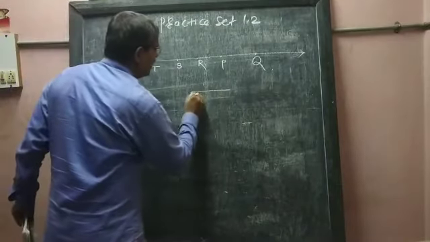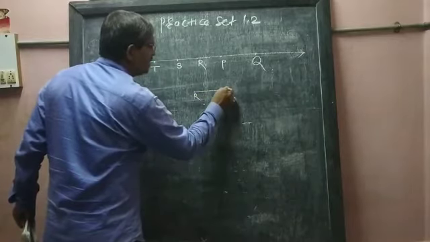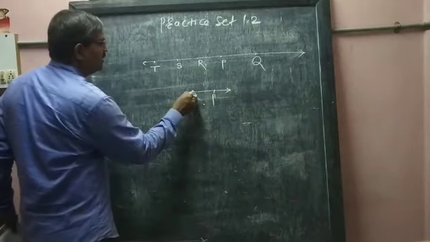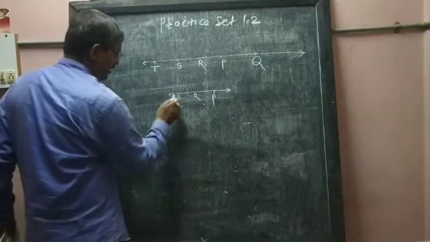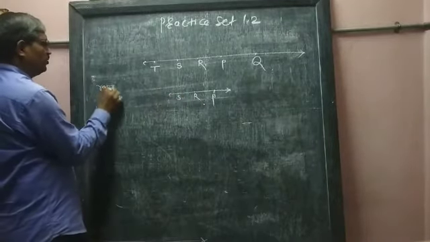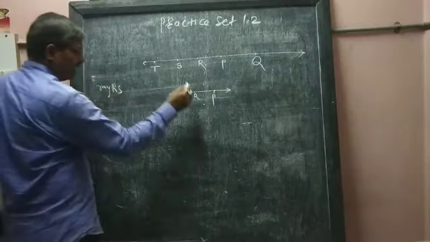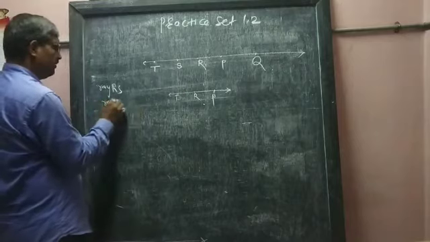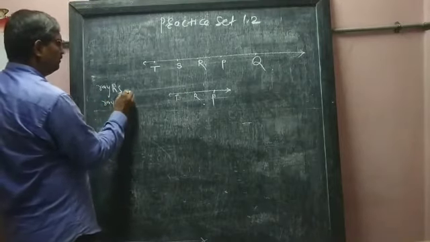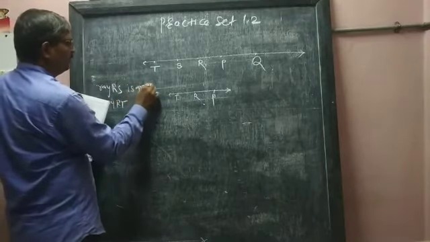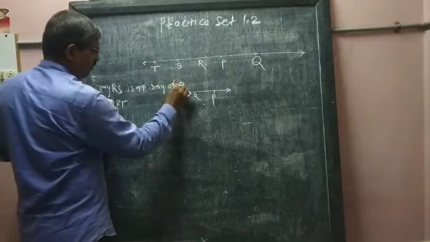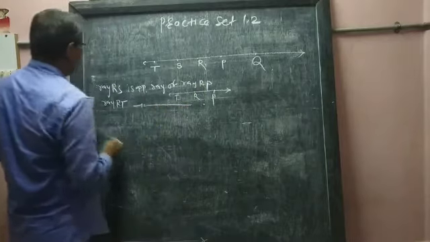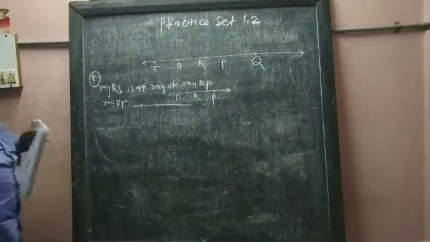Now RP is here. Ray RP means it starts from R. This is ray RP, and exactly opposite to this it will come RS. So ray RS. If instead of S we can take P also, so you may write ray RS is the opposite ray of ray RP. This is the answer of question number 1.